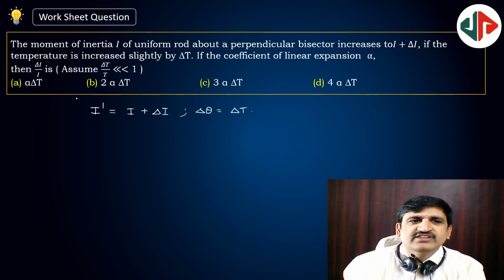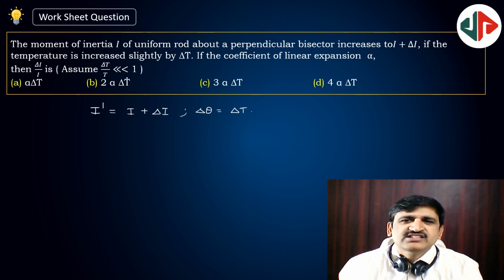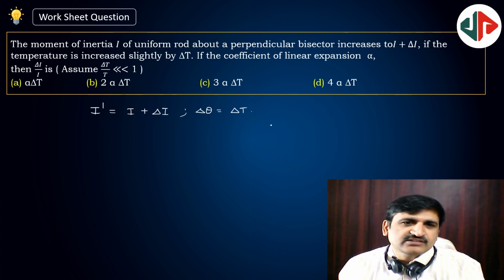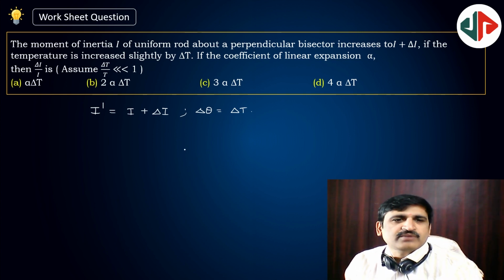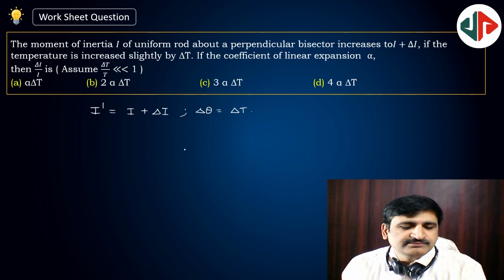The moment of inertia I is changed to I plus delta I. If the temperature is increased slightly by delta T. Coefficient of linear expansion, previously it was typed wrong, this is alpha. And then delta I by I is, assume delta T by T is very, very less than 1. So these things were missing, I added them, no problem.